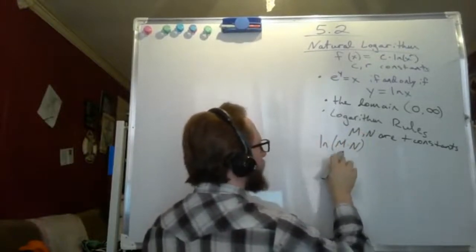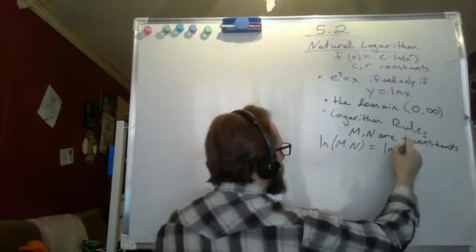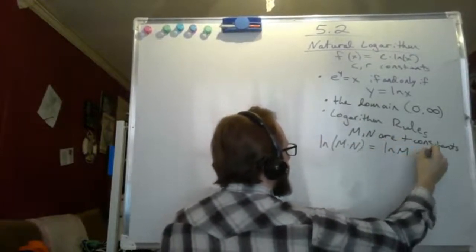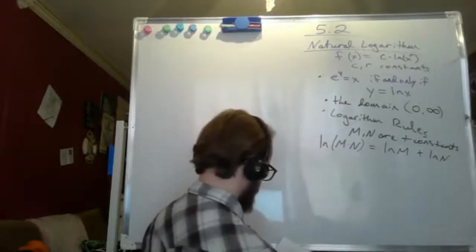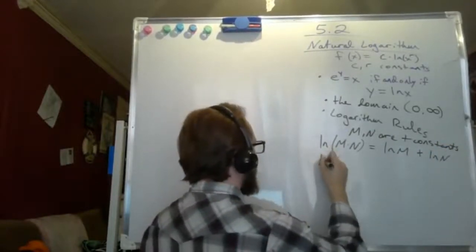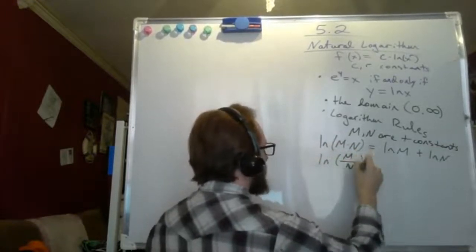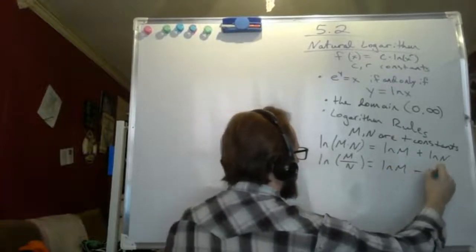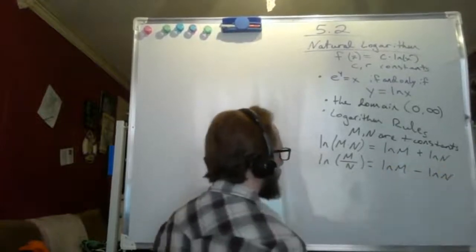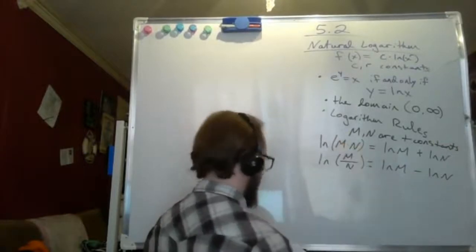So if you have the natural log of something times something, then you can always pull it apart into the natural log of the first guy plus the natural log of the second guy. But we can keep going, and suppose that you have m divided by n. Then in this case, it's the natural log of m minus the natural log of n. And so you can again break it apart when you have a division or a multiplication on the inside.